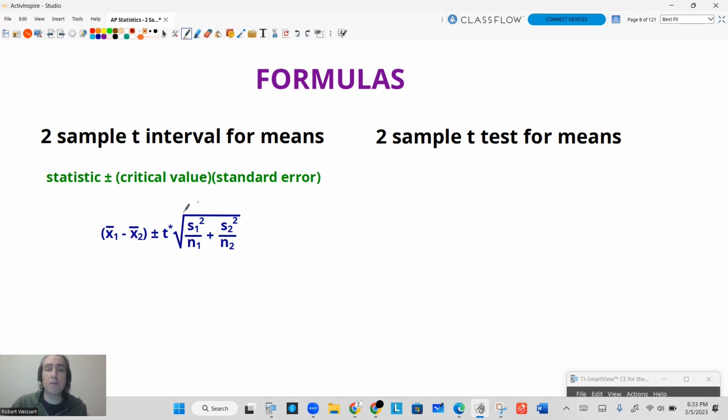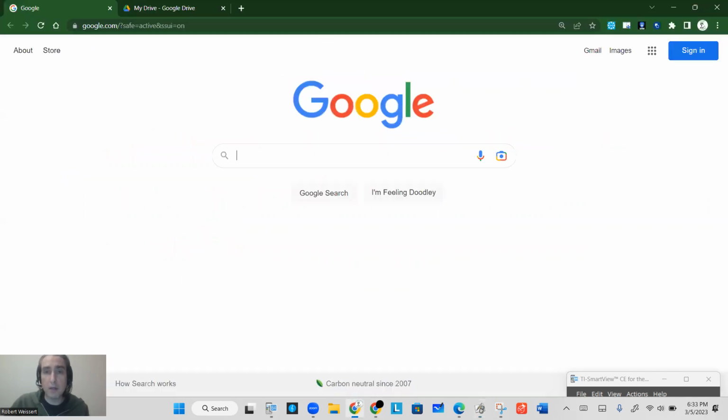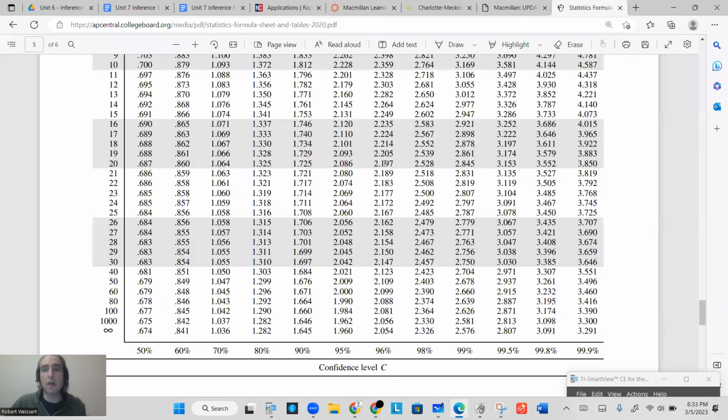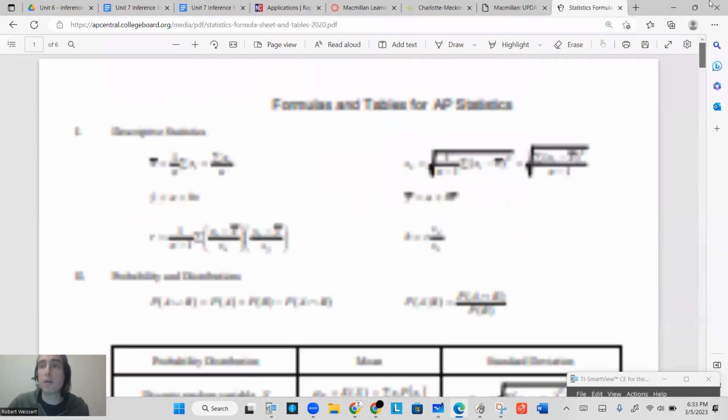And this standard error formula you're going to find on your formula sheet. If you have your AP statistics formula sheet handy, you'll be able to see that. If not, if you Google AP statistics formula sheet, usually that first search result will pop it up, and then you can see the updated formula sheet based on the 2020 exam.